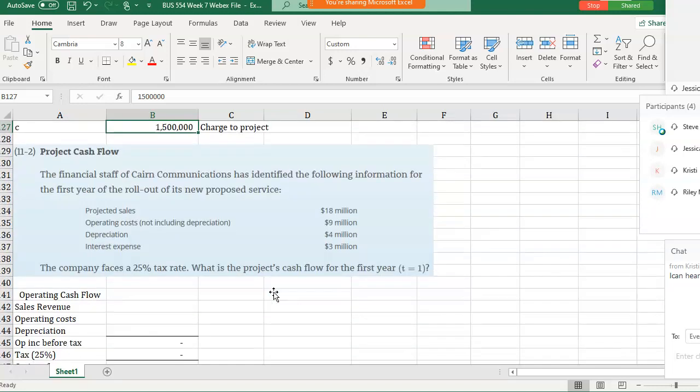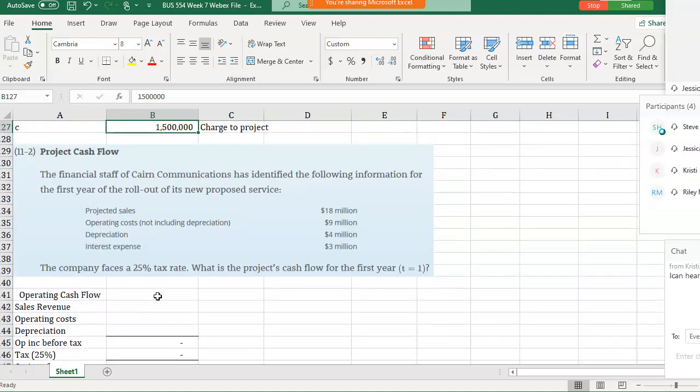So the next one is question 2. And it says here, the financial staff of Cairn Communications has identified the following information for the first year rollout of a new proposed service. So we expect some sales, operating cost, depreciation, and then interest expense also on that. So you can see here my sales minus operating cost, depreciation, interest expense. It does mention the tax rate here. They want us to figure out then what is the project's cash flow for the first year.